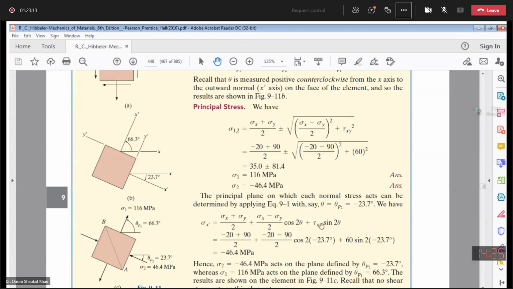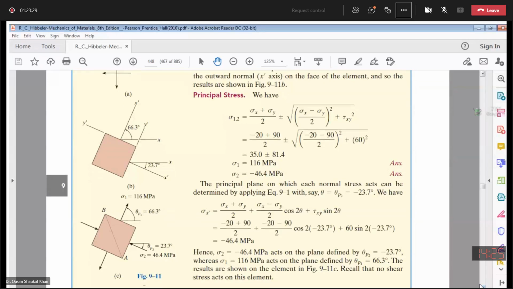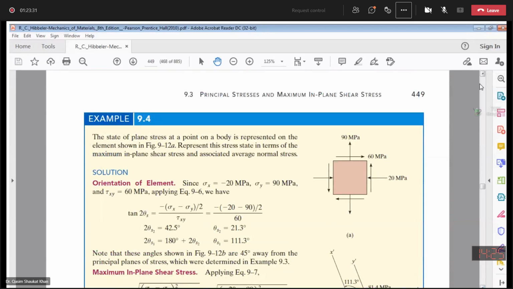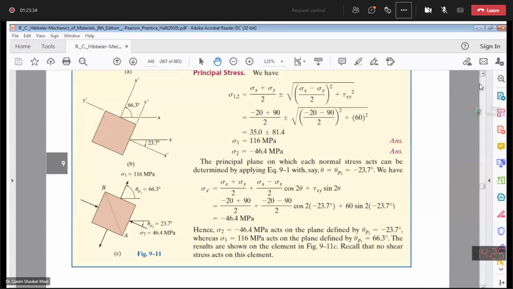If no query, then there is another check we can apply. We have said that over the principal planes, the shear stress will be zero. So if you put the value of theta P1 or theta P2 in our equation 9.2, or equation number 3, which we have derived, we should get zero shear stress. Can you do that, guys?